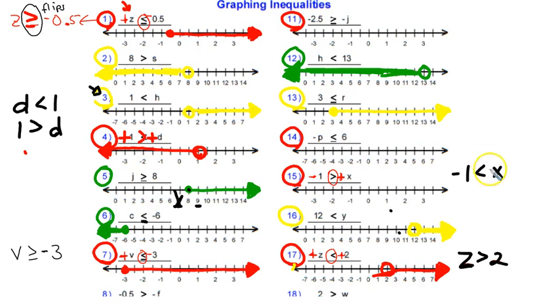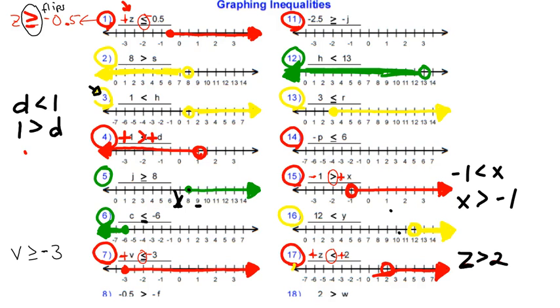Okay, this is the yellow one. So we're going to have to read this backwards in order to graph it correctly. X is greater than -1. X cannot equal -1, so that's an open circle there. And any number greater, we're headed to the right.